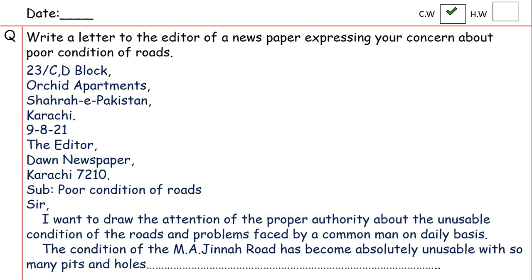So here I have just started writing it. You can follow this pattern. First of all, I have given a sender's address because I am writing it. I will write my address first, then a date, and then I am going to address that person, their receiver address. Here you can see the receiver is the editor, Dawn newspaper, Karachi, and then I have given a postal code, okay, which is an important aspect of any letter.